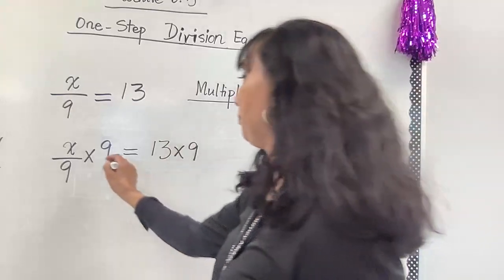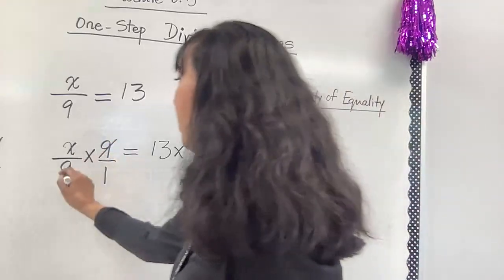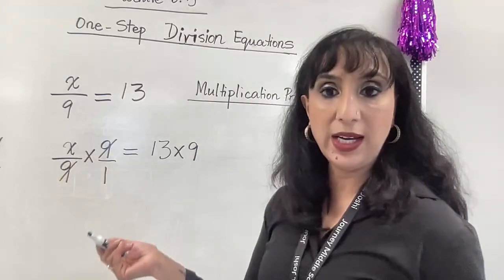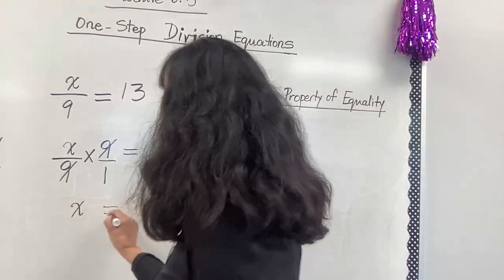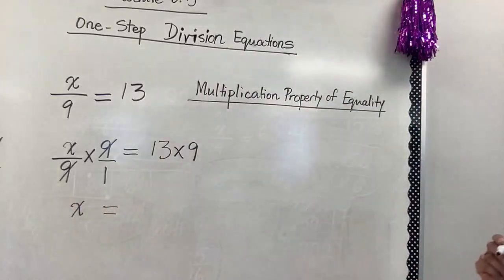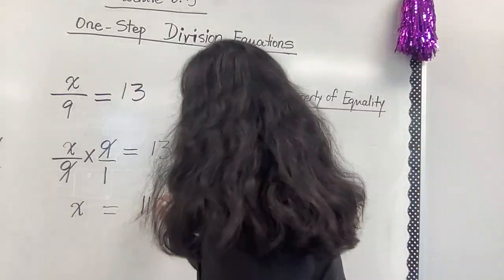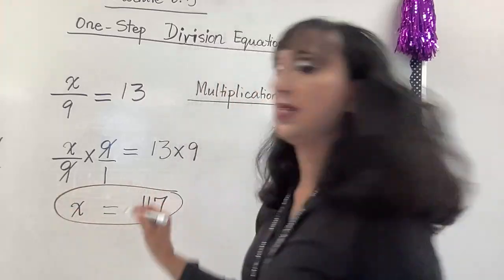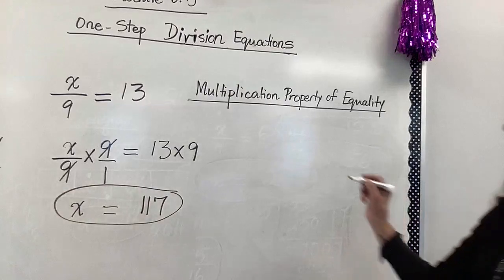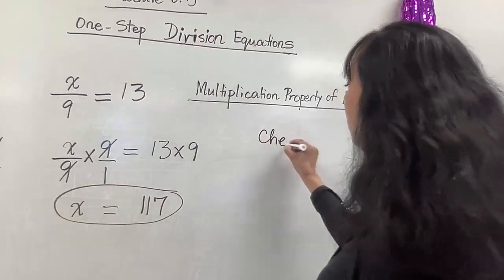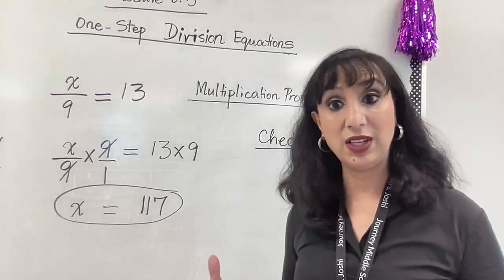And so then this means 9 over 1, right? And so 9 divided by 9 gives me 1, and I have x times 1, which is going to give me x. And then if I do 13 times 9, I am going to get 117. So x is equal to 117. And then I am going to check my solution. This is always crucial to know that you have done everything correctly.